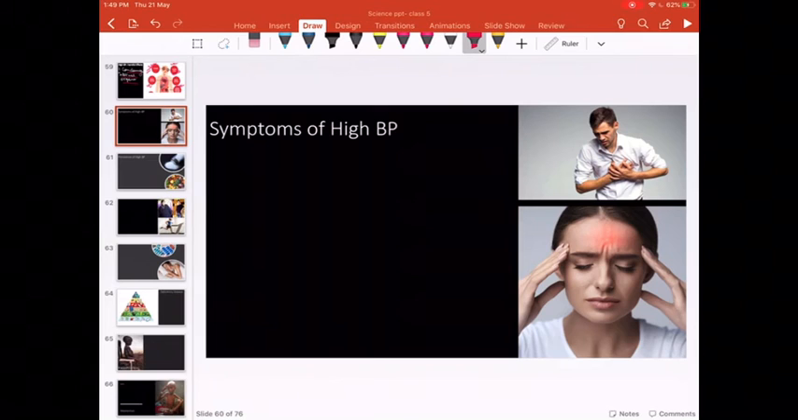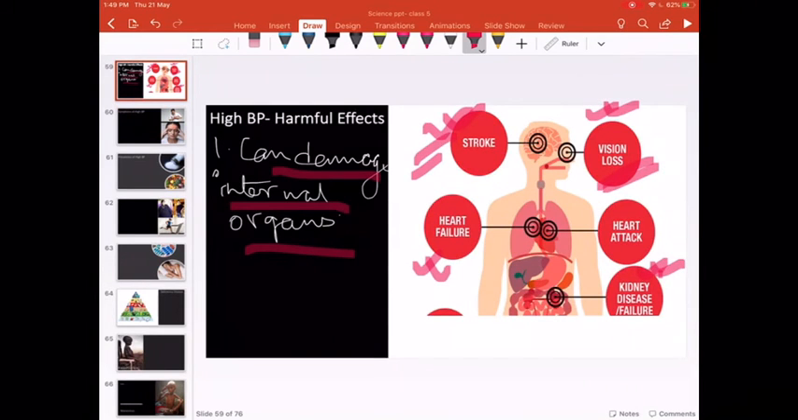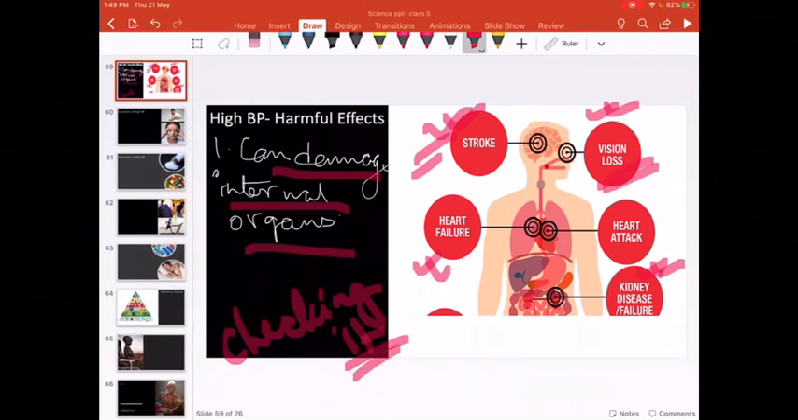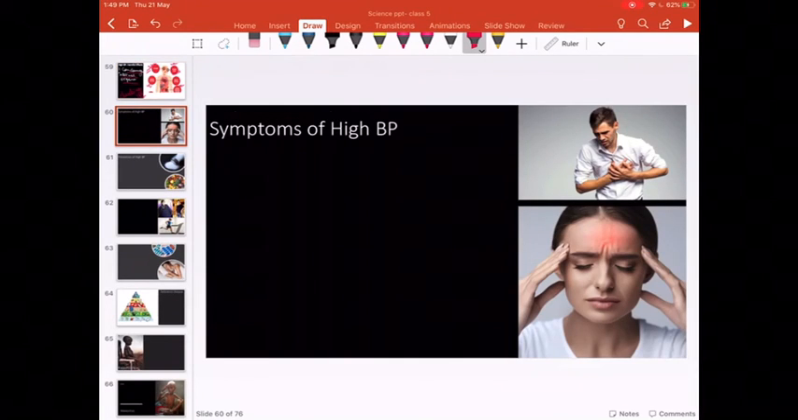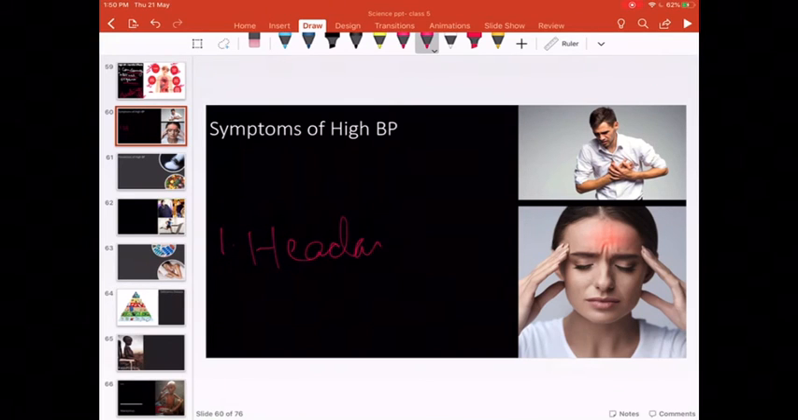Now, how can you check, or you can keep a control over blood pressure? Controlling blood pressure is only by checking blood pressure regularly. Checking blood pressure regularly. And what are the various symptoms of blood pressure? Without checking, how can you understand whether a person has got high blood pressure or not? First thing, the frequent headache. The person will have frequent headache.